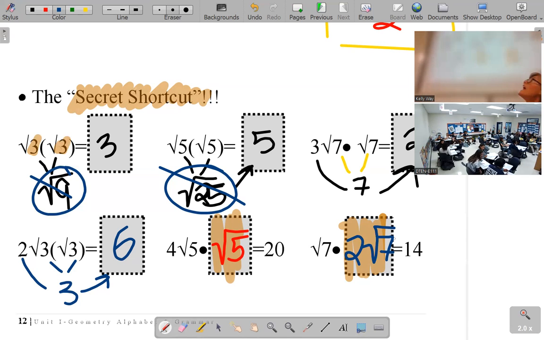All right, and check. You don't match. Ask a neighbor why. Go. You don't match. Ask a neighbor why.